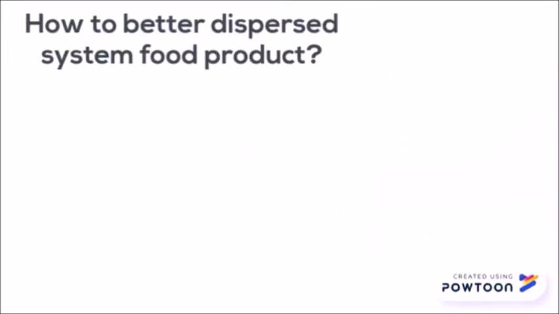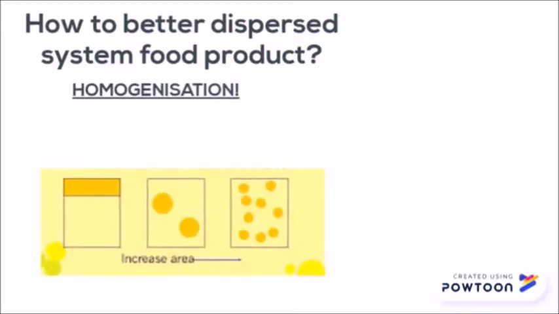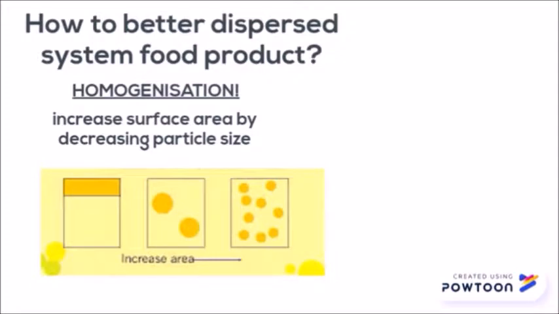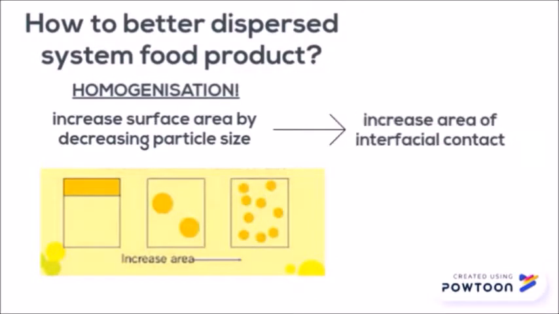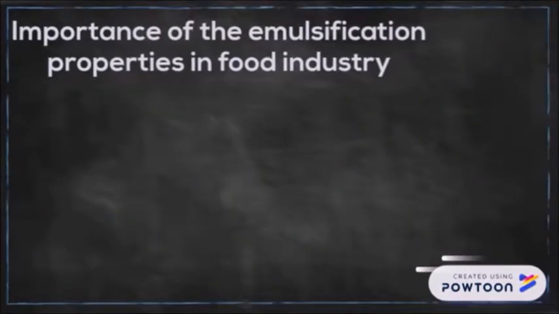How do we better disperse a food product system? Particle size wise, homogenization, especially in milk, can increase the surface area. This can be done by high shearing and vigorous mixing. The increase in surface area by decreasing the particle size can increase the area of interfacial contact and hence make it more stable. Why is emulsification important?